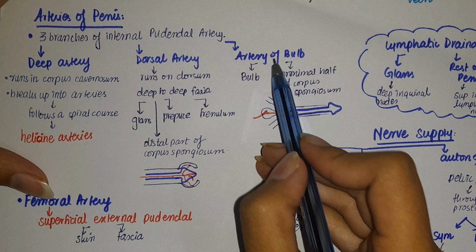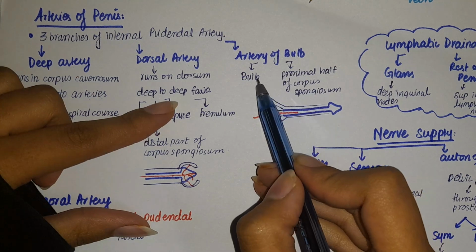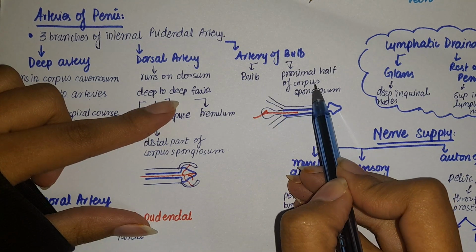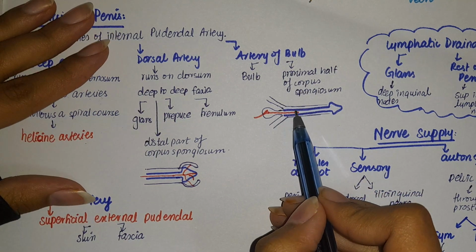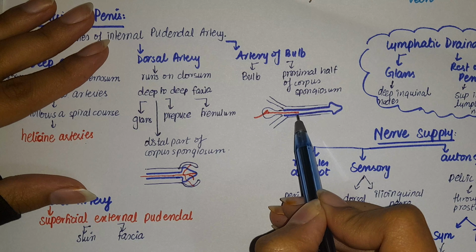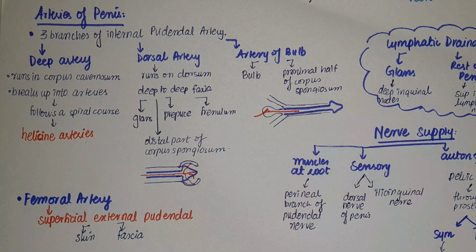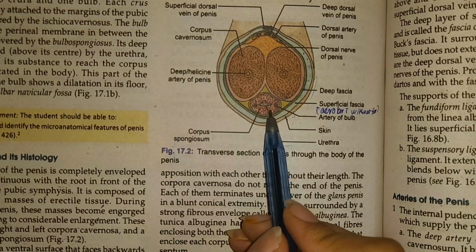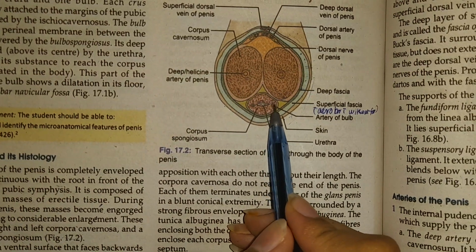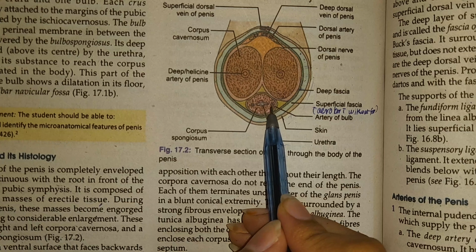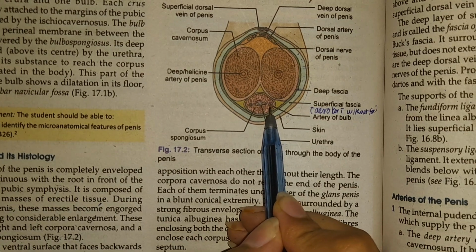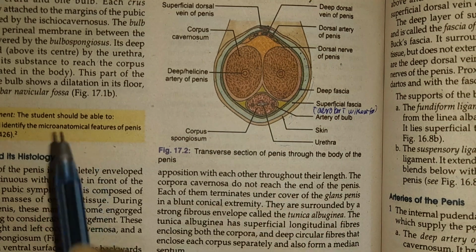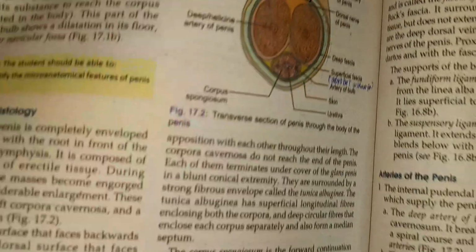Now this artery of the bulb is going to run in the bulb as well as in the corpus spongiosum, and it is going to majorly supply the proximal portion of the corpus spongiosum. So if we have the corpus spongiosum over here, in this diagram you can see the corpus spongiosum, and it has the artery of the bulb in it. So the artery of the bulb is going to supply the corpus spongiosum in its proximal part only, and also it is going to supply the bulb portion in the root of the penis.